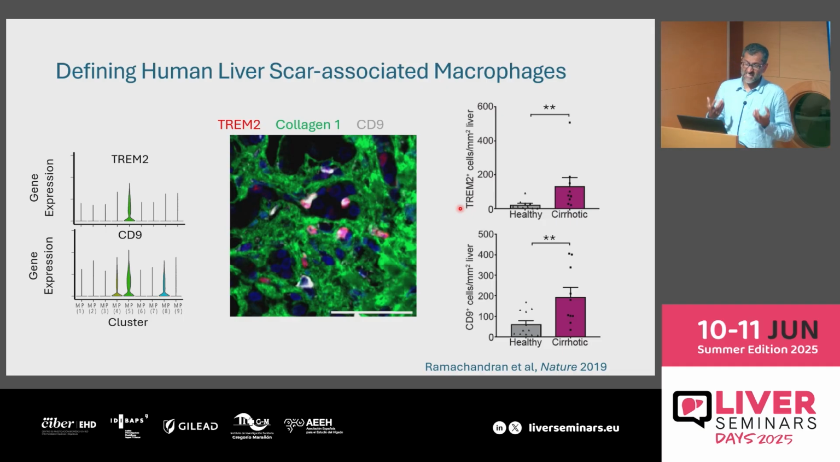And these had a distinct marker profile. So two of the markers I've shown here are TREM2 and CD9. And when we stain human liver tissue, we find that these TREM2 positive, CD9 positive macrophages really localize within areas of fibrosis. They increase massively in the context of disease.